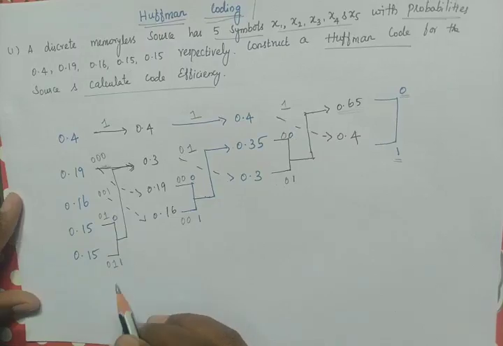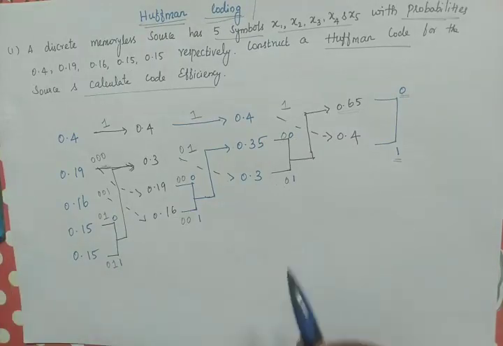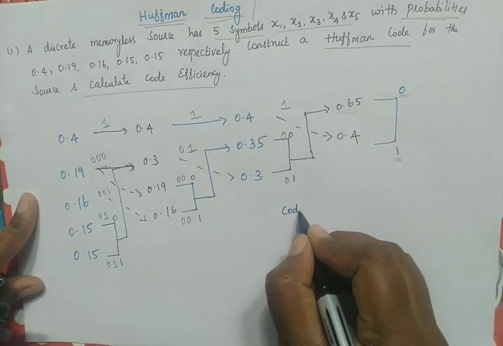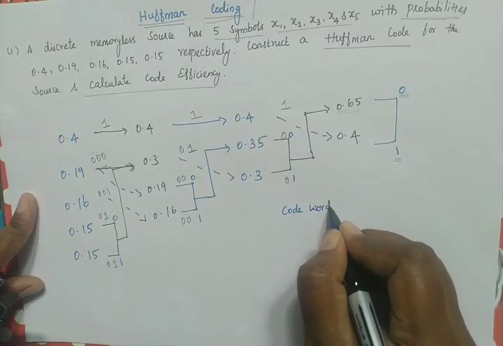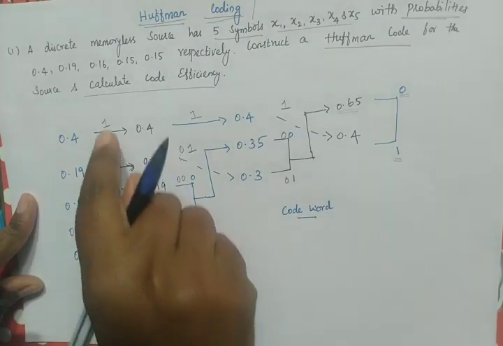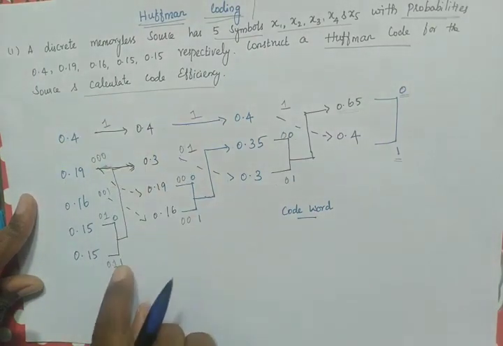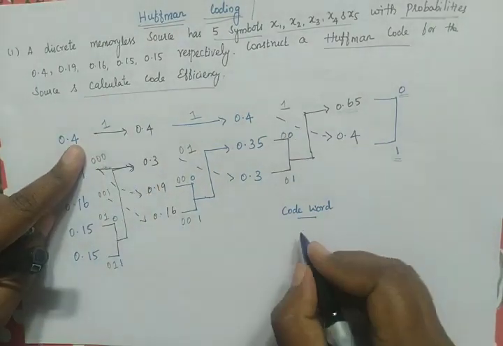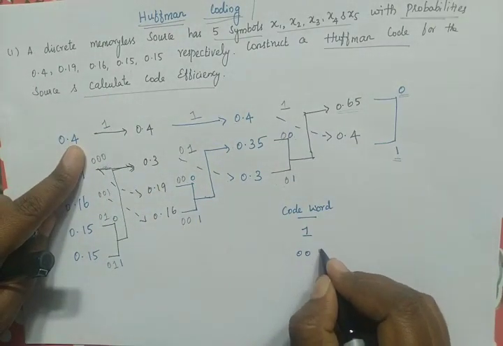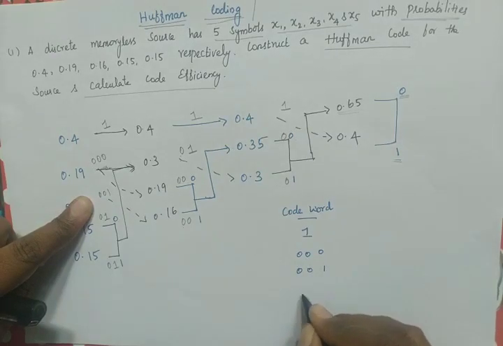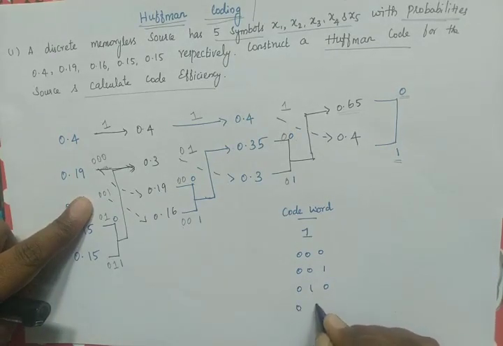So you should not change this order. Now, what is the next step? The next step is we have to write the code word for this. So here the code word is where we are getting the last step. See here, that is 1 0 0 0 0 0 1 0 1 0 0 1 1.